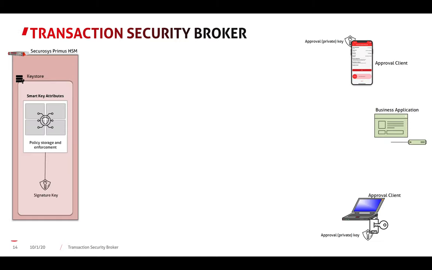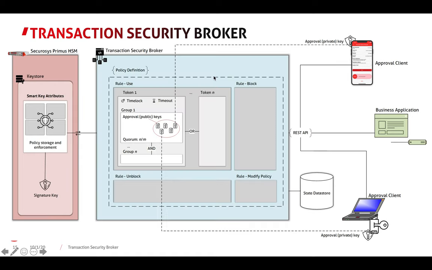So how does this look? We have the HSM with the smart key attributes here on the left, business application and the approval client, mobile or desktop, on the right, and the Transaction Security Broker comes into the middle. It integrates with smart key attributes, so it embeds internally the JC provider that you would otherwise have to call yourself.